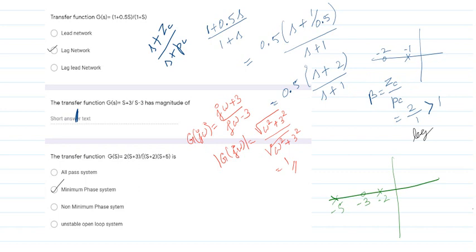Now the next problem. What they have asked is, they are given a transfer function. They are asking what type of system is it, right? Okay. Now we can just plot the poles and zeros, right? Zero is at minus 3, pole is at minus 2, another pole is at minus 5. All the poles and zeros are in the left half of the S plane. So it is definitely a minimum phase system. A minimum phase system will have all the poles and zeros in the left half of the S plane. Okay. So it's a minimum phase system.